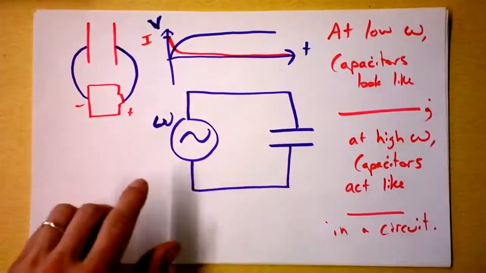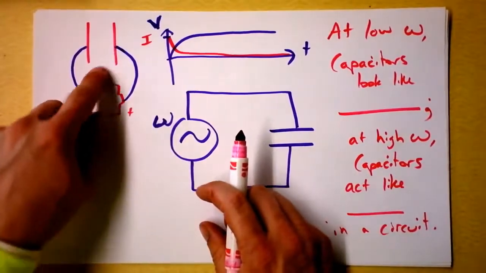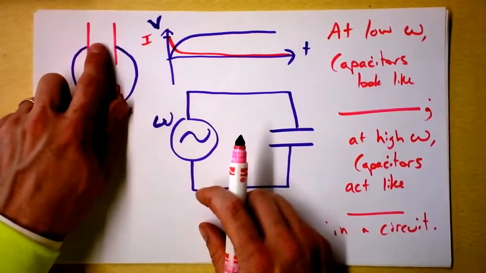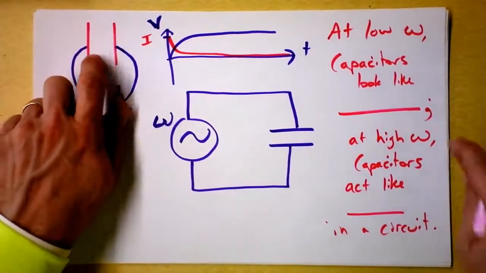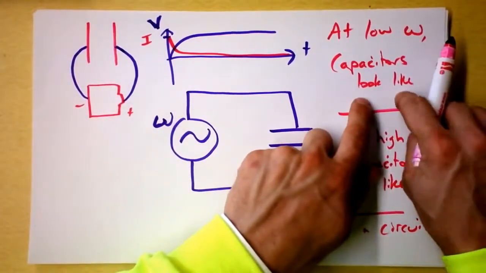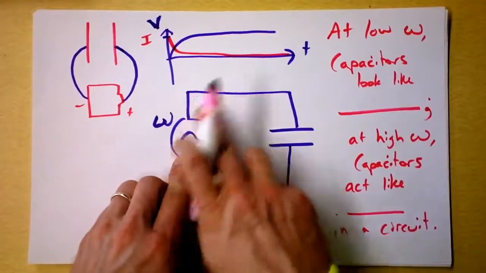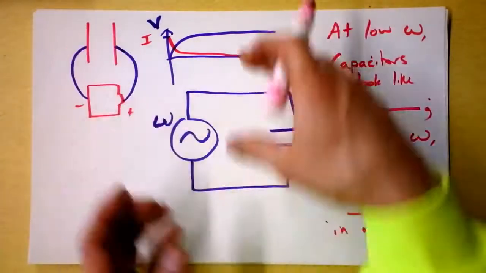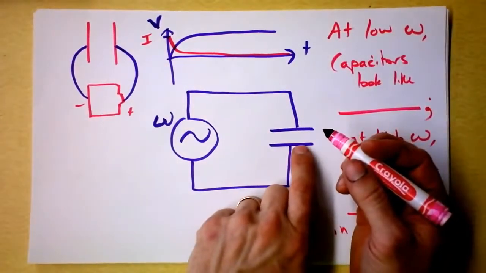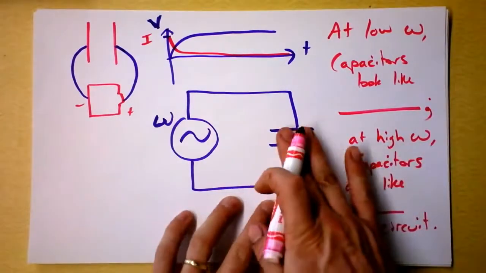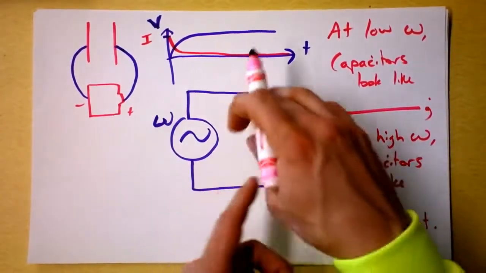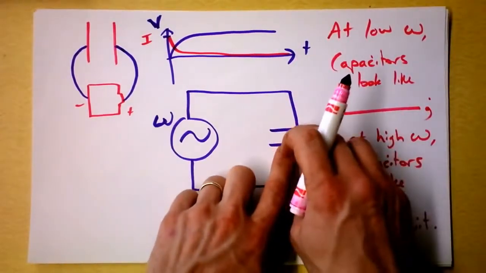This is very important to think about. In a DC circuit, a capacitor looks like a break in the circuit. And so at low omega, that's what capacitors look like. It looks as if the circuit is broken. But at high omegas, sloshing back and forth, the capacitor doesn't affect the sloshing at all, assuming the capacitor is large enough, so that it doesn't reach its maximum voltage very quickly.